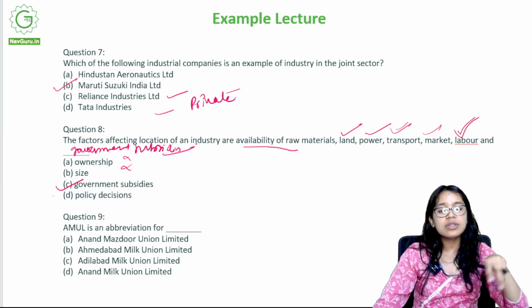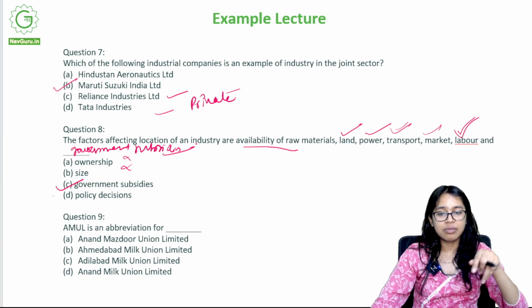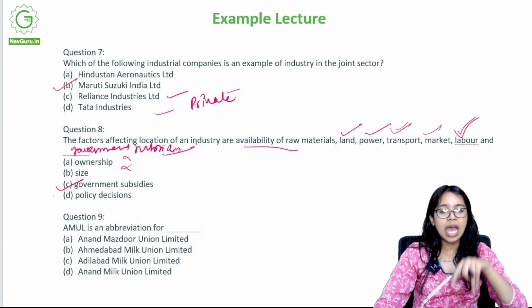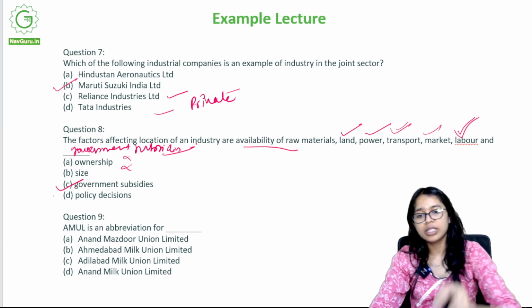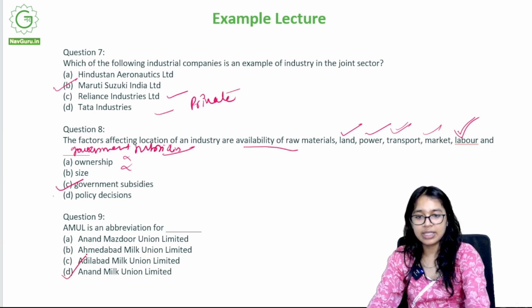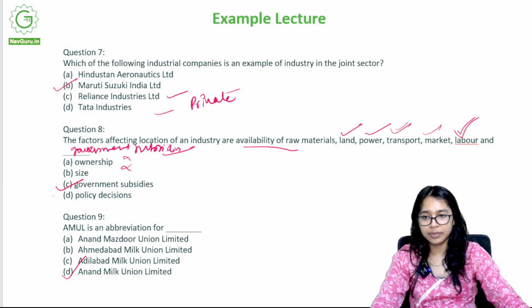Okay, Amul is an abbreviation for Anand Mazdoor Union Limited, Ahmedabad Milk Union Limited, Adilabad Milk Union Limited, or D, Anand Milk Union Limited. So the right answer of question number 9 is D, Anand Milk Union Limited.